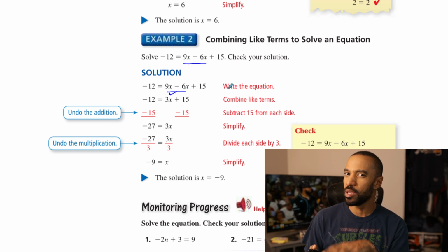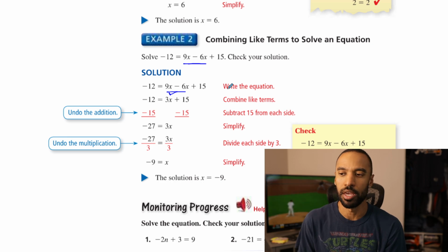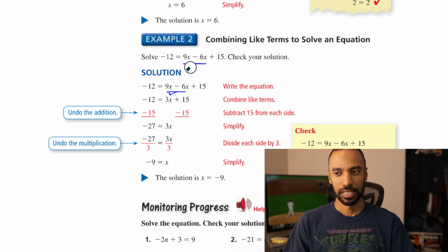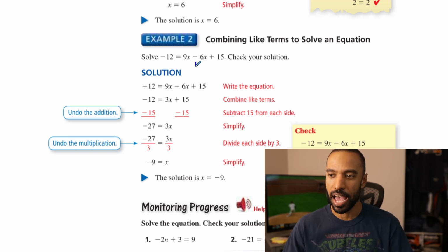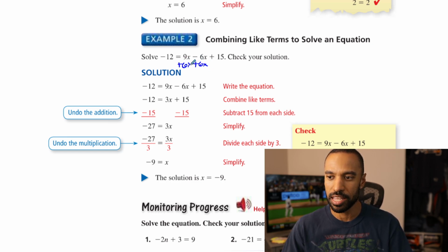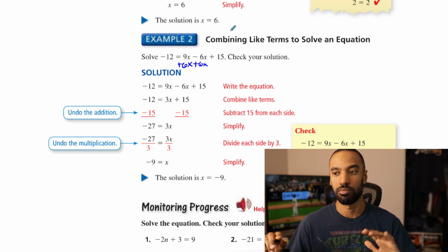Now, as you're maybe learning solving equations for the first time, you might fall into this rut, this mishap, this habit. You say, I want to add 6x to both sides like this, and this is a big no-no.